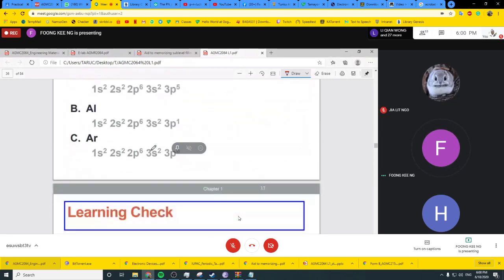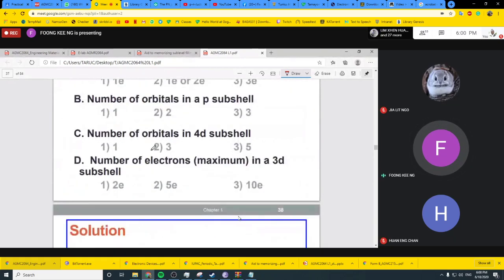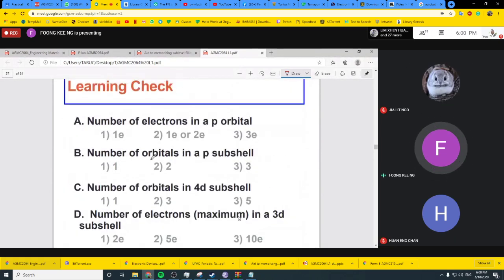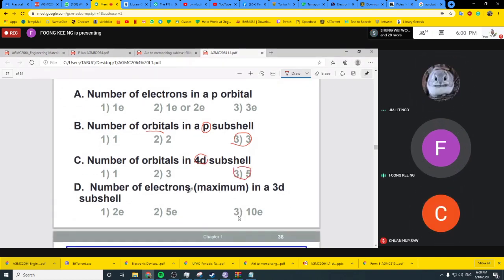So, let's look at here. Now, coming to this part here, you see orbital. Orbital means what? The small boxes there. So in the P subshell, you tell me now how many boxes are there? 3. All right. In the D subshell, how many boxes are there? 5. All right. How many electrons are there in the 3D subshell? In the D subshell, I don't care whether it's 3D, 4D, 5D, 10 electrons there.